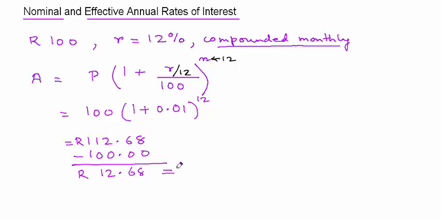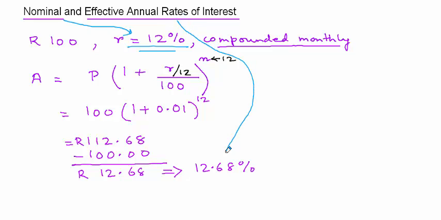which is equivalent to 12.68%. This 12%, the rate given, is called the nominal rate of interest. Whereas, effectively, if we are doing that every month, we are getting an annual interest of 12.68%. This is the effective rate of annual interest.